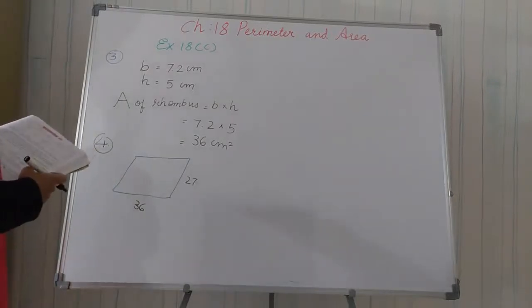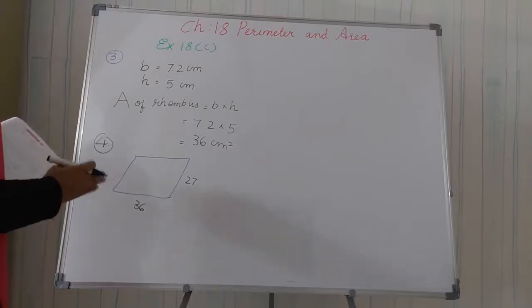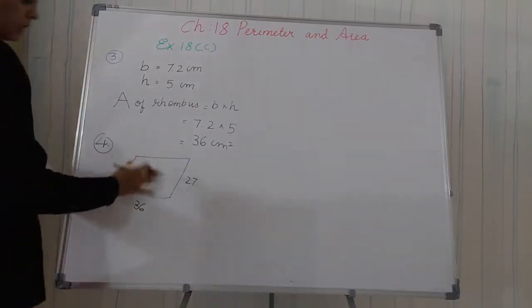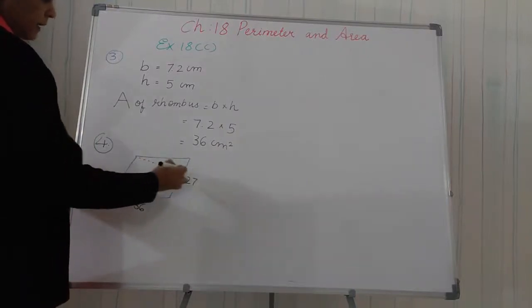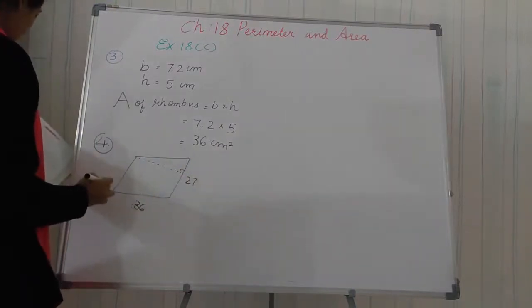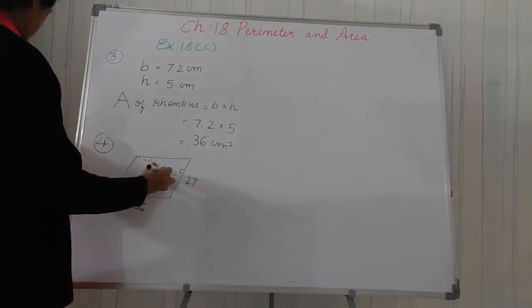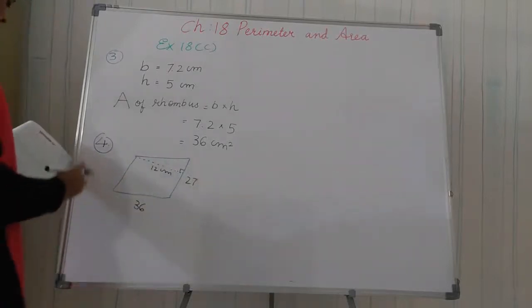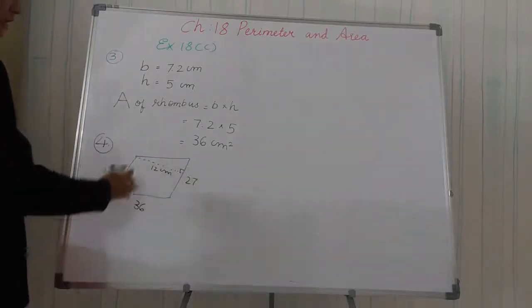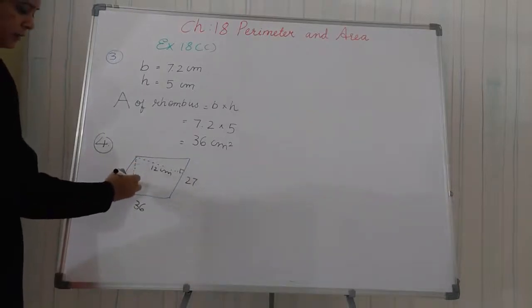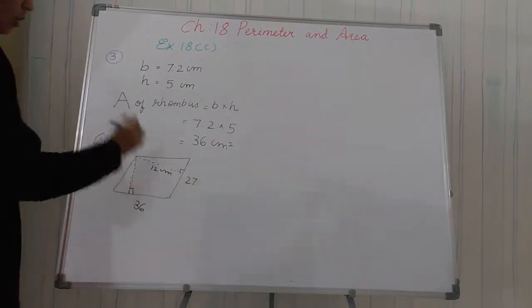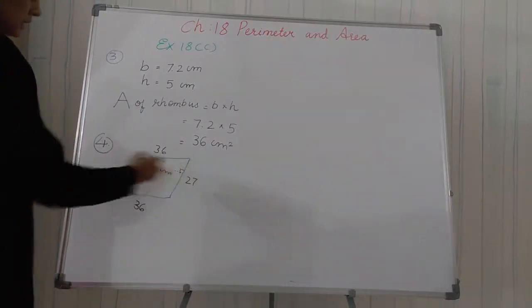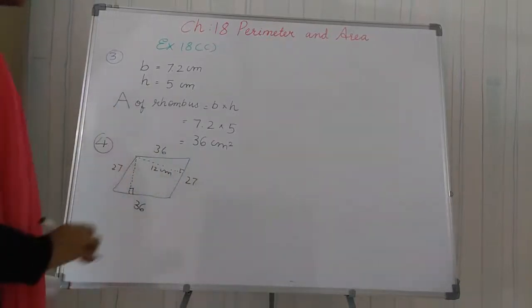If the perpendicular distance between the shorter sides is 12 centimeters, it means these are the two shorter sides and this is the perpendicular distance, and that is of 12 centimeters. Find the distance between the longer sides. So we want to find this perpendicular distance, meaning the height between the two longer sides. This is also 36 and this is also 27.